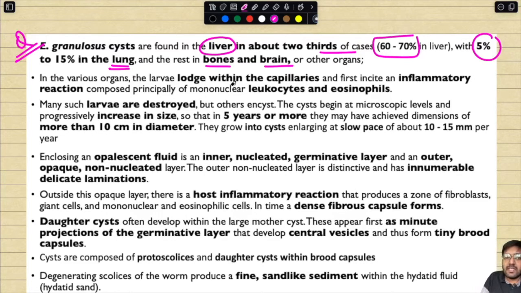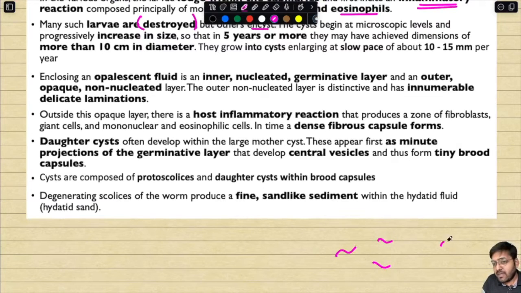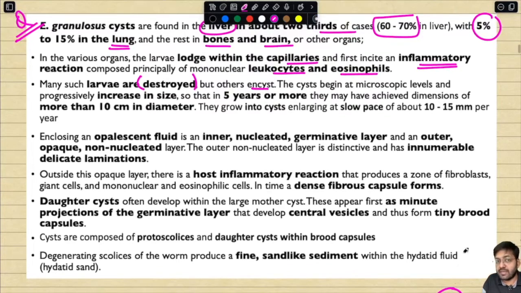Okay. In the various organs, the larva lodges within the capillaries and first incites an inflammatory reaction composed principally of mononuclear leukocytes and eosinophils. Many such larvae are destroyed, but the others persist. So the majority of the larvae which hatch are destroyed, but some larvae form a cyst around themselves. Okay, they form a protective covering around themselves and they persist. So much of the larvae are destroyed, but some of them encyst, and the cyst begins at a microscopic level and progressively increases in size, so that in 5 years or more they may achieve dimensions of more than 10 centimeters in diameter.